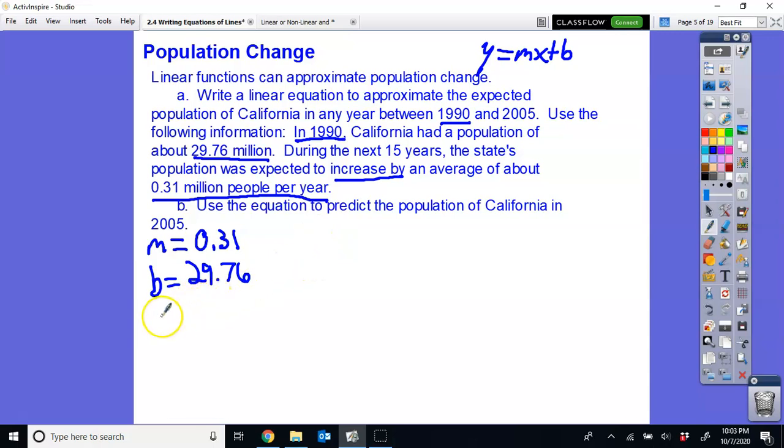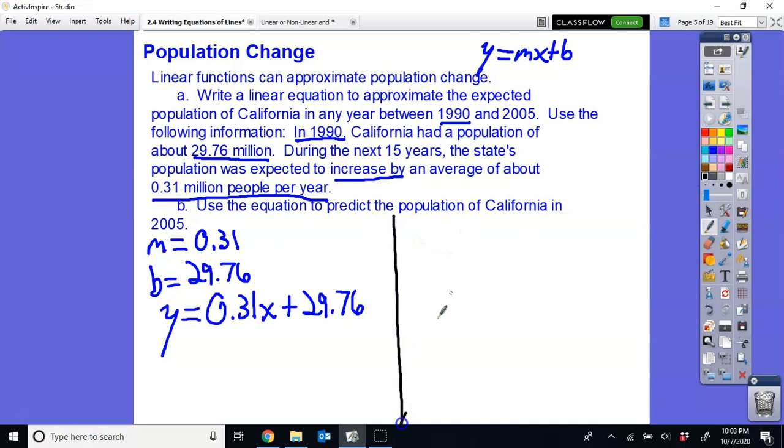Y equals 0.31x plus 29.76. I do want you to be aware that you can take that equation and you can also have it P equals, for population, 0.31 times t, for time, plus 29.76, and it's still the same concept.